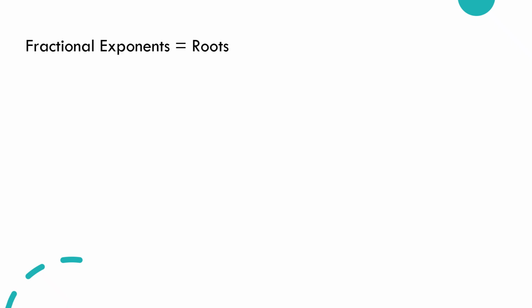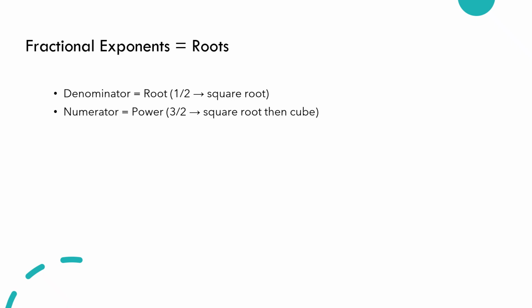One thing that could help us is whenever we have a fraction as an exponent, the denominator is going to be the root. For example, we have a half, we have a 2 as a denominator, so that will be the square root. The numerator of the fraction will be the power. So for 3 over 2, we would say the denominator is 2, so we say square root. And then since the numerator is a 3, we're going to say to the power of 3 or cubed.